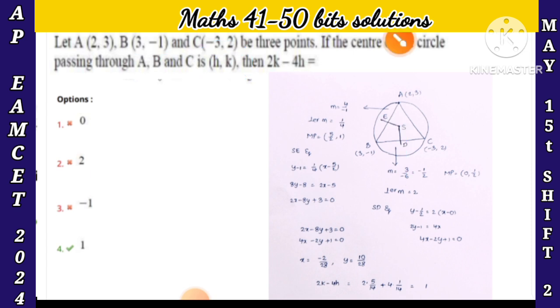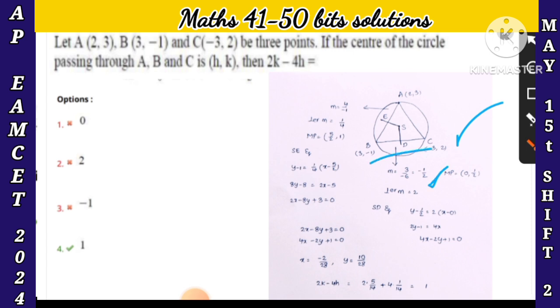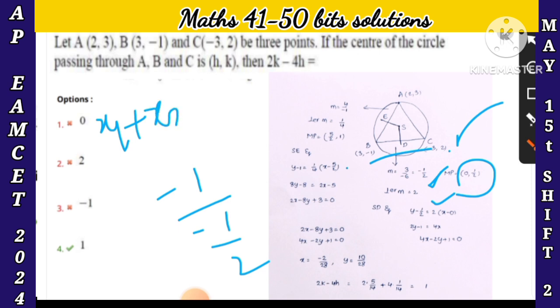What is the perpendicular bisector of the side BC? Find the slope value. BC slope is minus 1 by 2. Then the perpendicular slope is equal to minus 1 by (minus 1 by 2), which becomes 2. And the midpoint of these two is equal to (x1 plus x2) by 2, (y1 plus y2) by 2. That answer is equal to (0, 1 by 2). Okay.